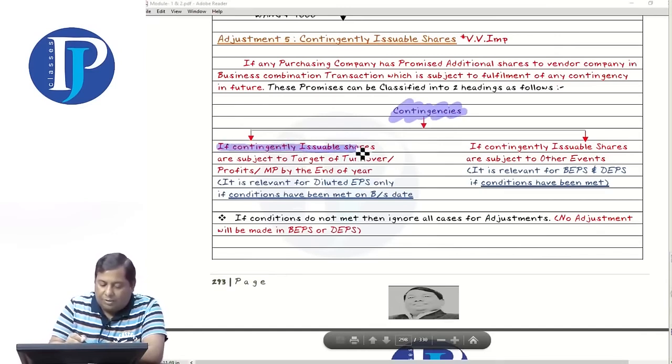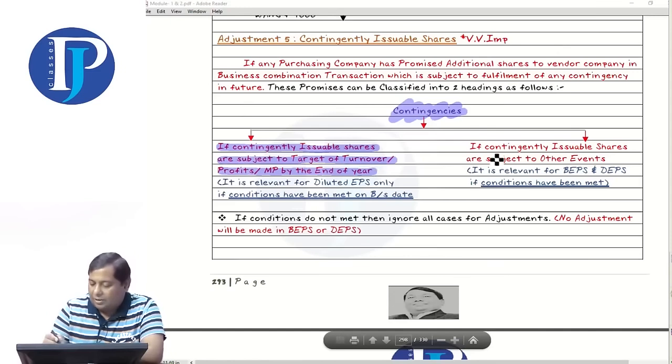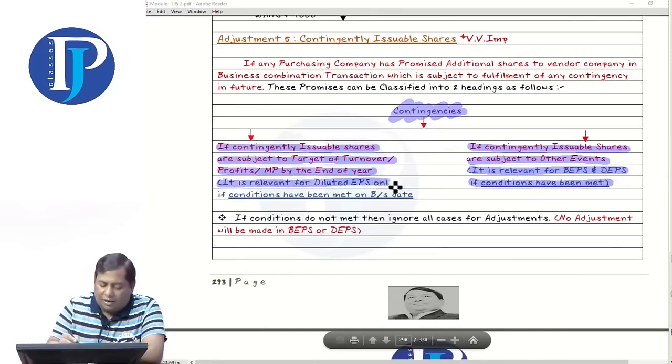If contingently issuable shares are subject to a target of turnover, profits, or market price, this becomes our first case. If our contingently issuable shares are related to other events, they will come in both basic and diluted if conditions are met, and only in diluted if the conditions are met. If the condition is not met, then ignore it. No adjustment will be made in the basic or diluted.